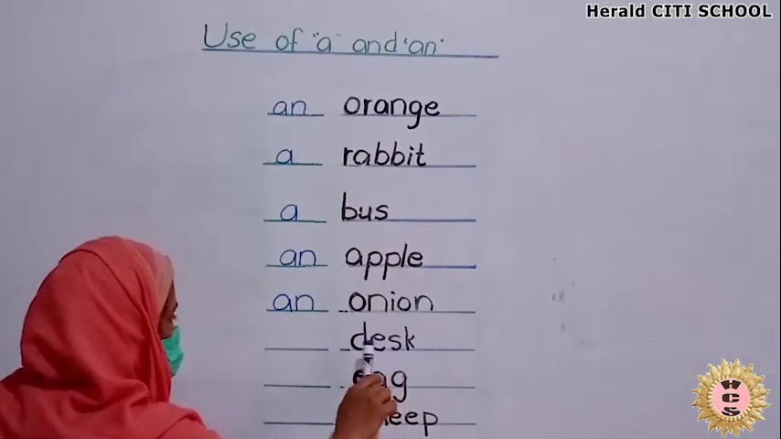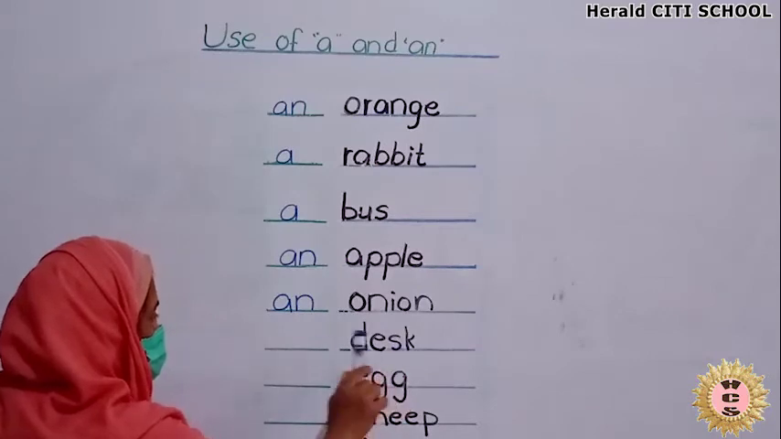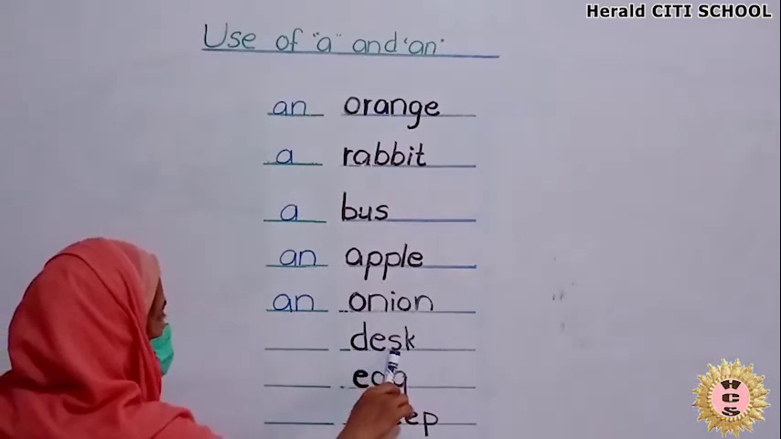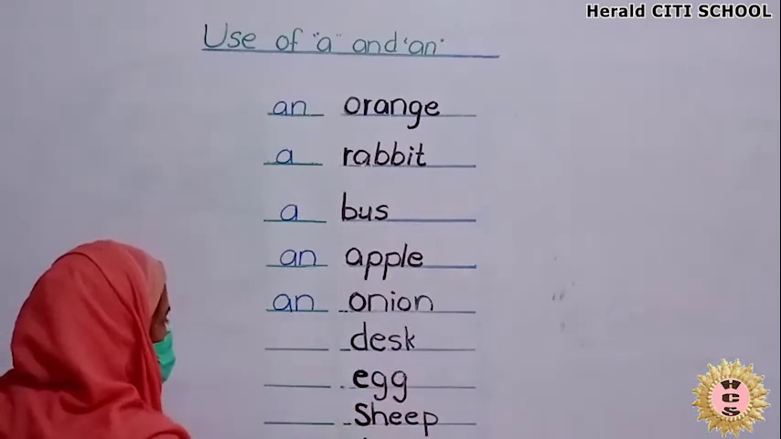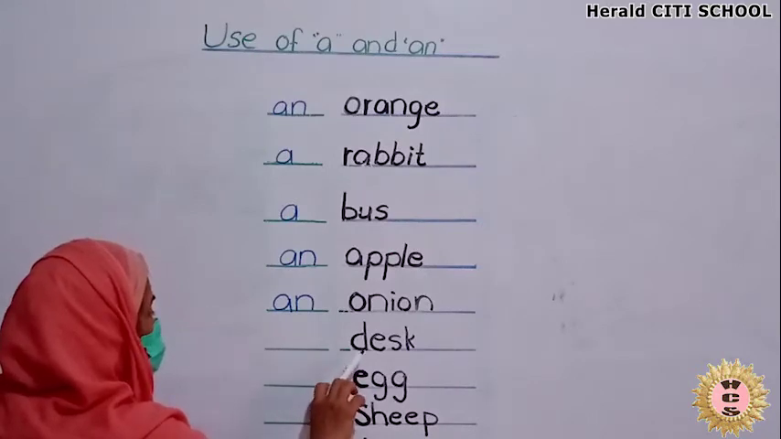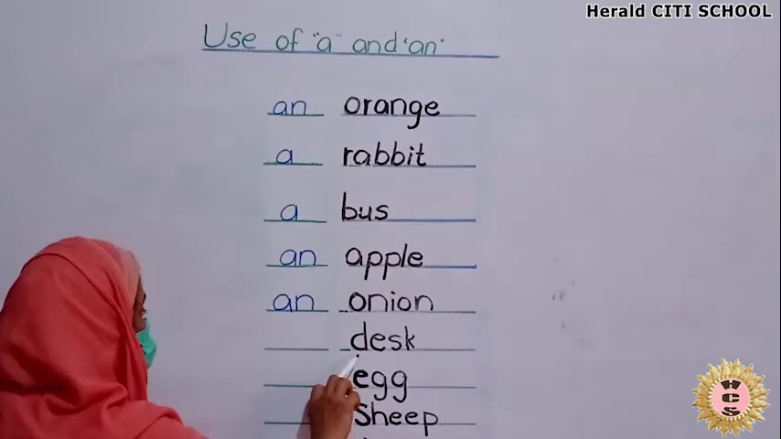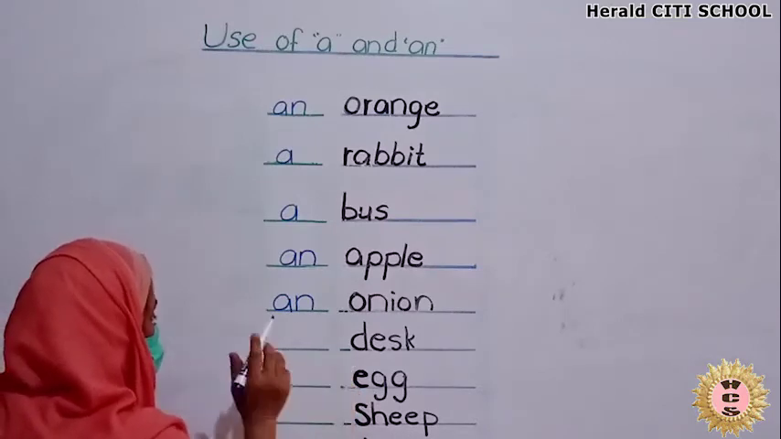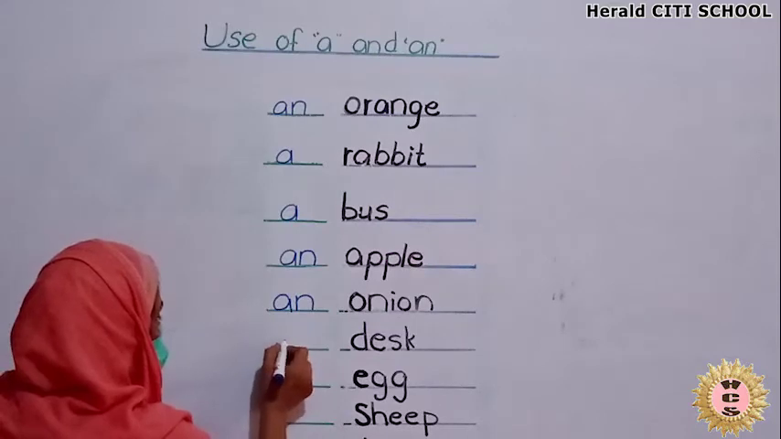This is desk. D-E-S-K. Desk. Children, is D a vowel or not? Yes, D is a consonant. D is not a vowel. So we will write here A.